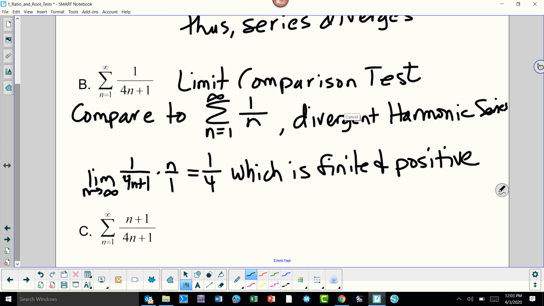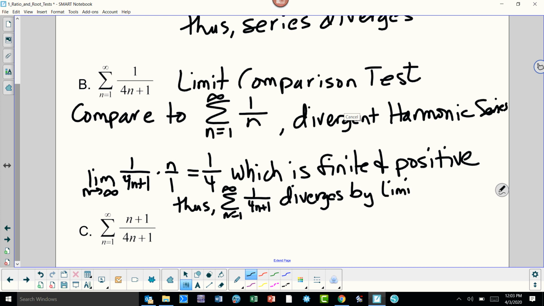So since the limit was finite and positive, then I would say thus, and again, always write the original series. This series diverges by limit comparison test. Okay, so that's how I would do that. Okay, let's look at the next one.